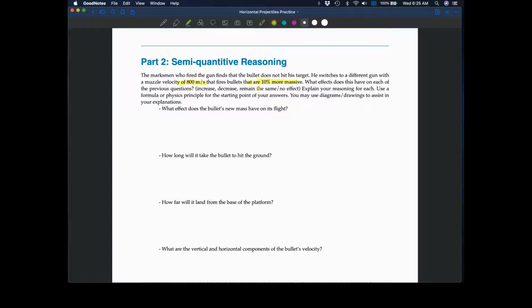What effect does it have on each of the following questions? We're looking for increase, decrease, or remain the same, or no effect. Explain the reasoning for each. Use a formula or physics principle for the starting point of your answers, and we can use diagrams to assist in your explanation. This is exactly the type of thing that the AP asks us to do. So what effect does the bullet's new mass have on its flight? The new mass has no effect.